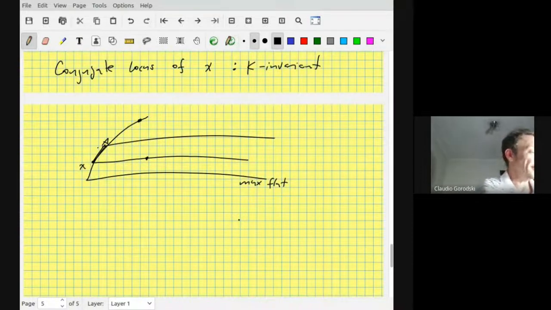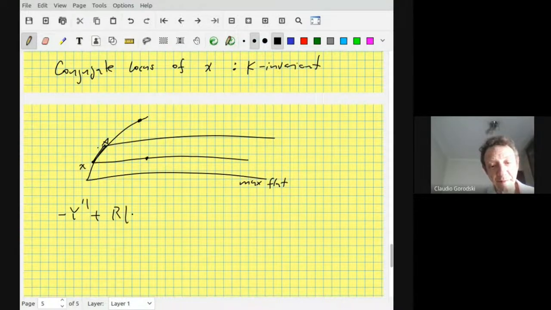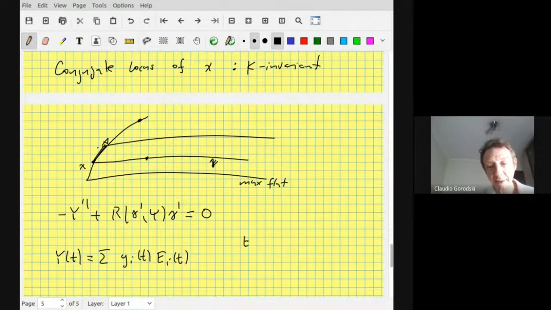So we need to solve the Jacobi equation. But the Jacobi equation, we have already mentioned, has constant coefficients in a suitable reference frame, right? This is the Jacobi equation along gamma. So if we write this vector field along gamma as a linear combination of e_i, where e_i is a parallel orthonormal frame, we can see that if you substitute into this equation and differentiate, R is parallel.